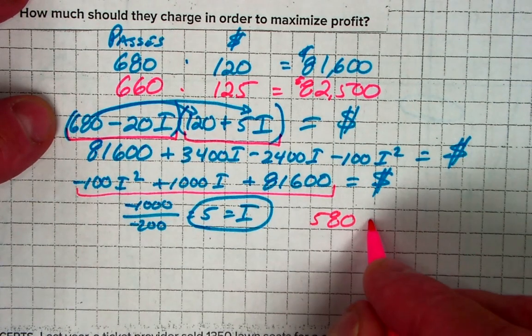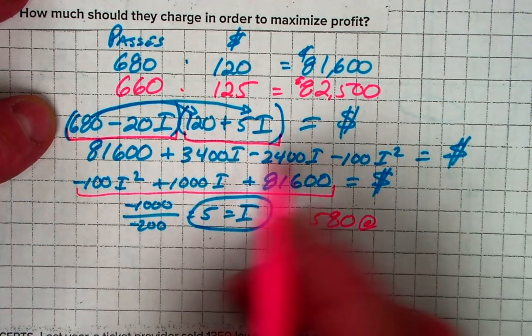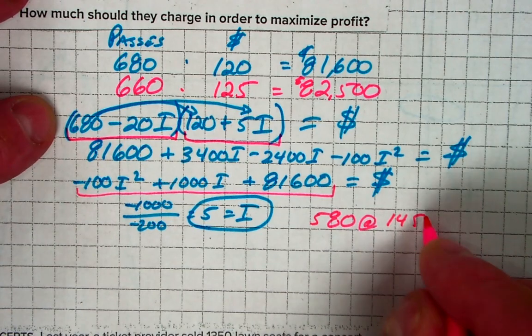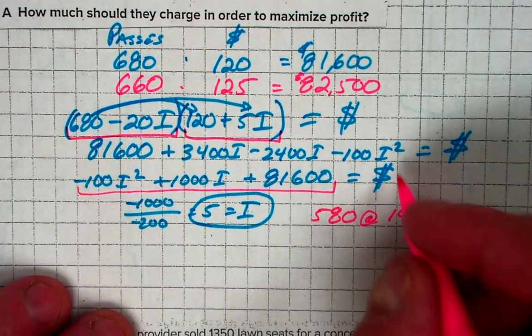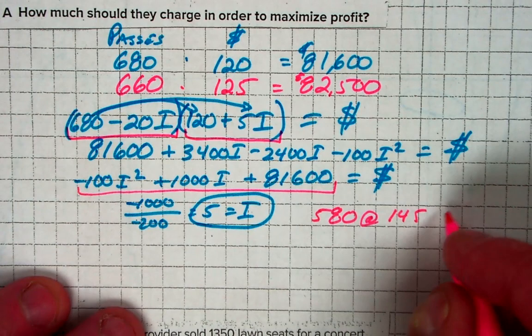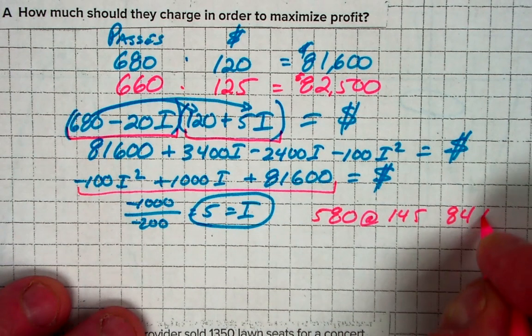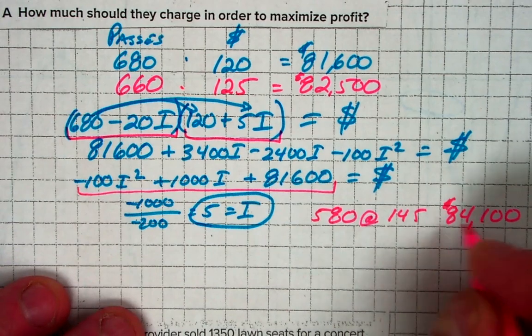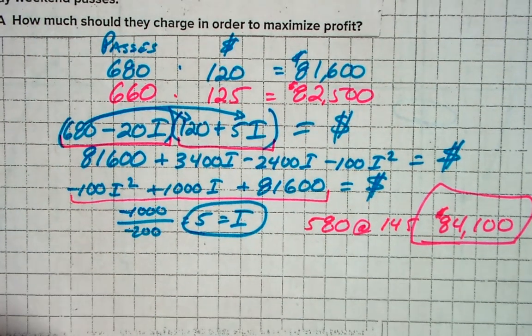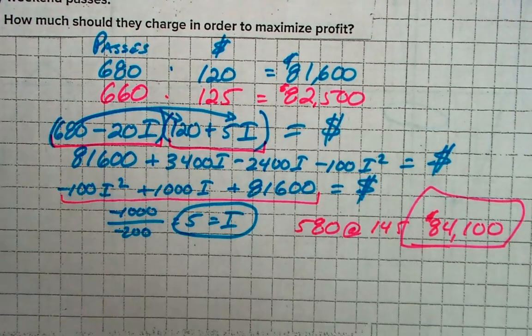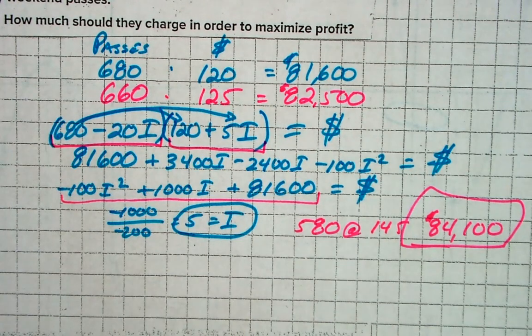580 passes at 145. You'll get the same answer if you do it a different way. 580 times 145. $84,100 dollarinos. So just by analyzing this and making this change, they made $2,500 more dollars.